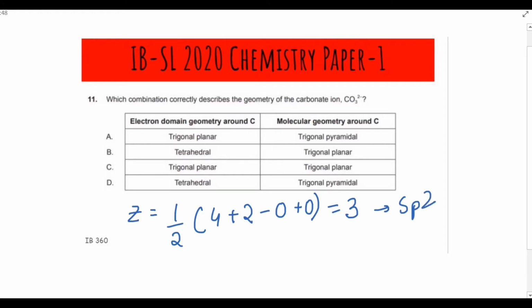As it is sp2 hybridized, I can say that the electron geometry is trigonal planar. So either option A or option C would be correct. Now let's check the number of lone pairs. The number of lone pairs would be the value of Z minus the number of neighboring atoms. For this carbon, the number of neighboring atoms is 3 because you have 3 oxygens here. So Z minus 3, so the number of lone pairs is 0. When the number of lone pairs is 0, your molecular geometry is the same as the electron geometry. As a result, option C is the correct answer to this question.